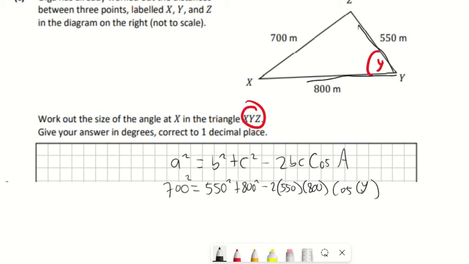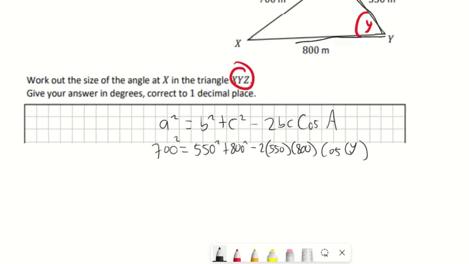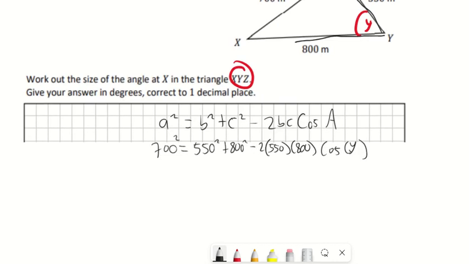And then we're just going to try solve for y, so you're just going to move everything across to the other side. Well, we can square them out first, so we have to do 700 squared, we have to do 550 squared, we have to do 800 squared.